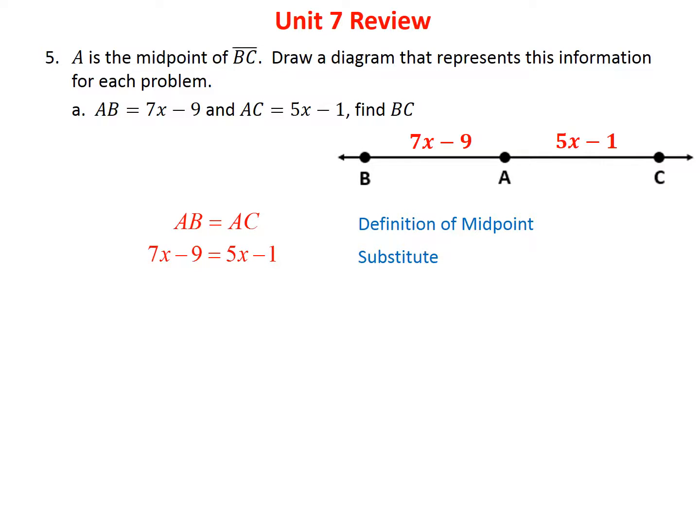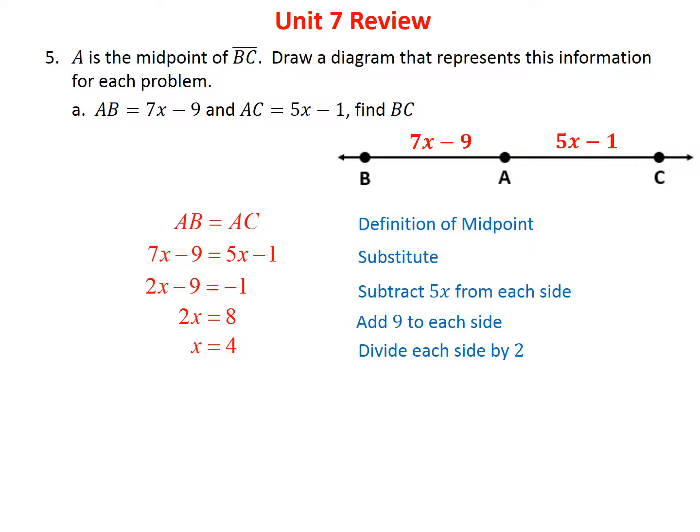So let's substitute in what we know, and now we simply have an algebraic equation to solve. Let's move all the variables to the left side, so let's subtract 5x from each side. That gets all my variables on the left side. Now we have a two-step equation. So let's undo the subtract 9 by adding 9 to both sides. And now we simply have to undo the 2 times x by dividing by 2. And we get x equals 4. Now they want us to find BC. BC is the whole length. So let's find AB. AB is 7 times 4, 28 minus 9, or 19.